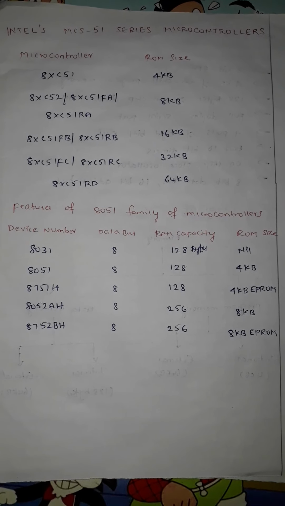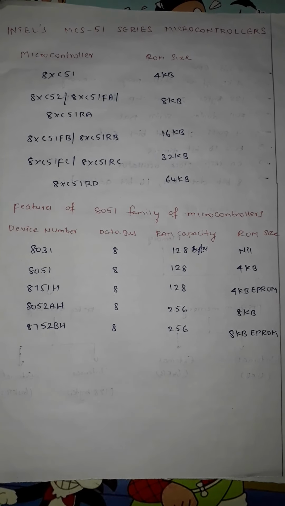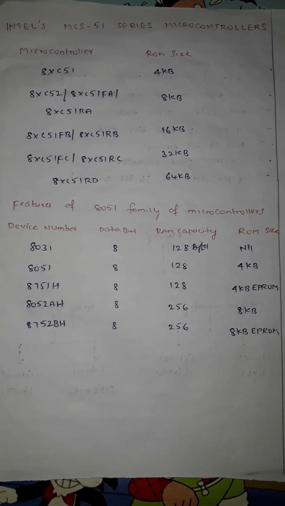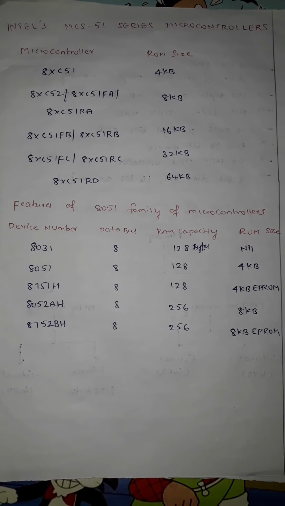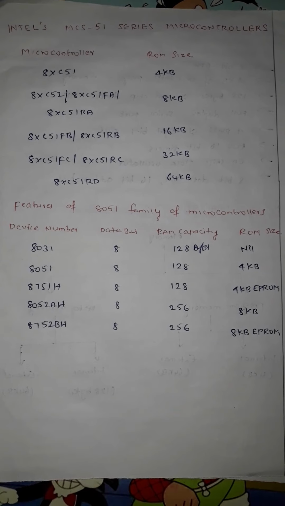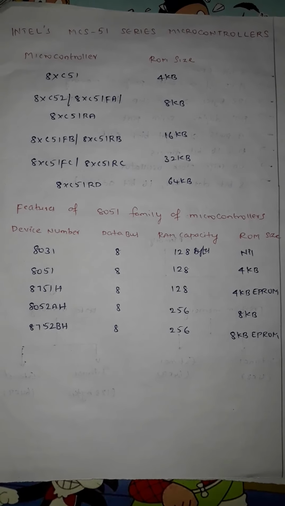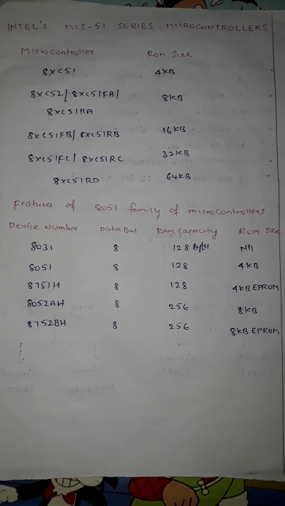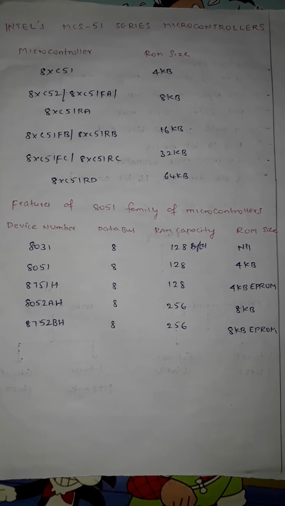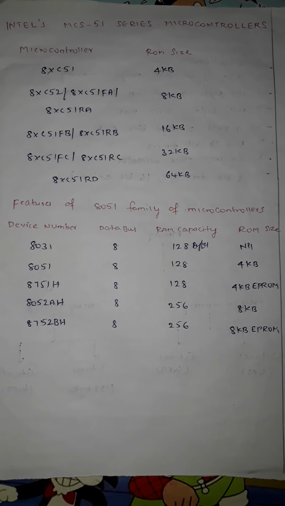That is, if you look into a controller, you have a processor, you have memory, that is RAM and ROM memory, and you'll have IO ports, and also some additional features like timers. So they all can be found in a single chip.